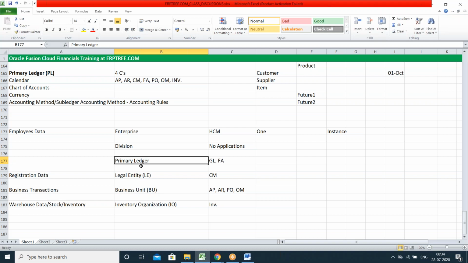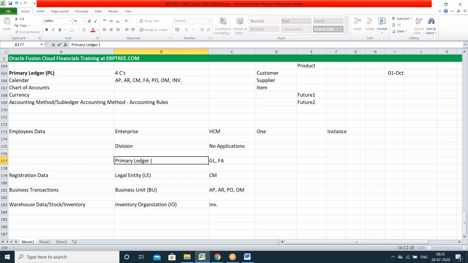When you talk about primary ledgers, how many primary ledgers do we have to create? Ideally, for each country, one primary ledger we have to create. If the client is operating the business in two countries, you have to create two primary ledgers. Why can we not maintain one primary ledger for two countries? The reason is that for each country the currency is different. If the currency is not different, if the calendar is the same, if the chart of accounts is the same, if the accounting method is the same, you can go with only one primary ledger. The simple reason is that for each country currency is different. That is the primary reason we have to go with a separate primary ledger for each and every country.